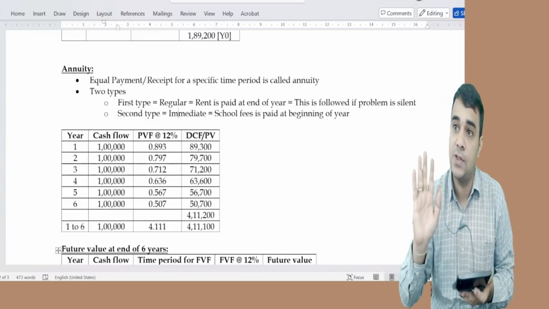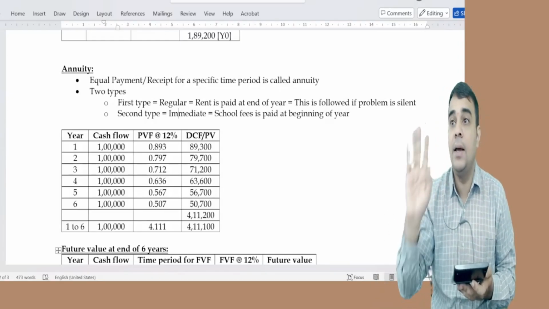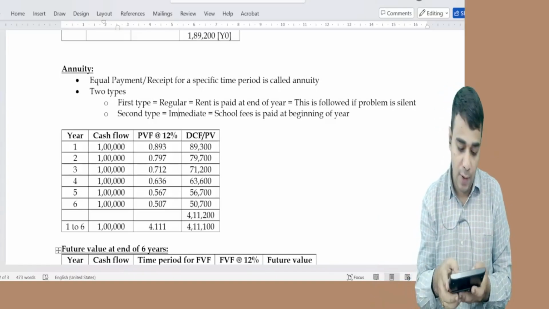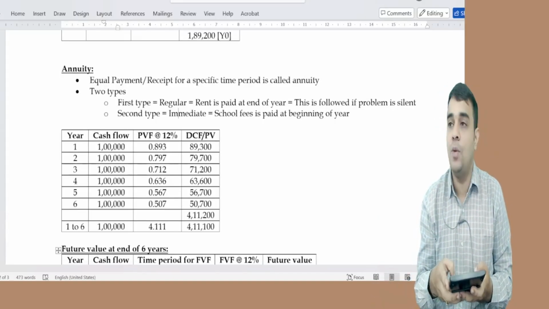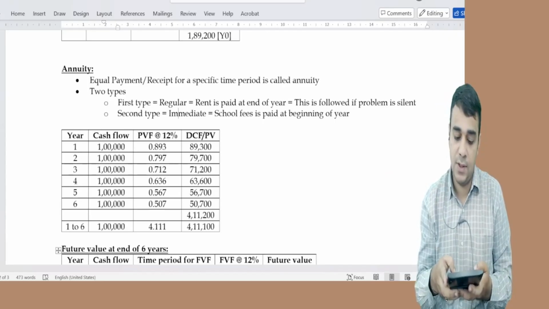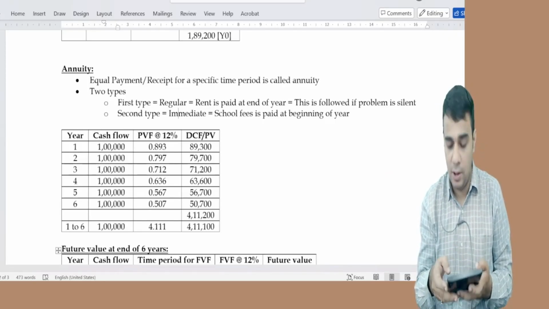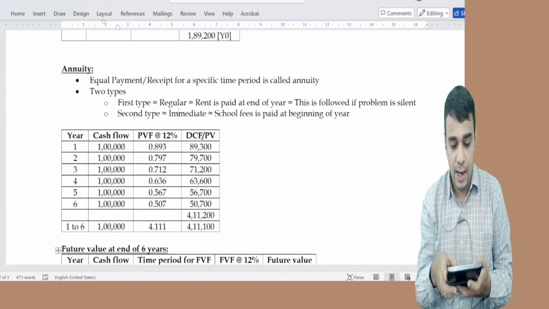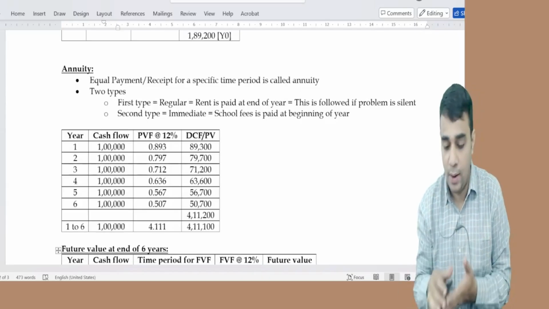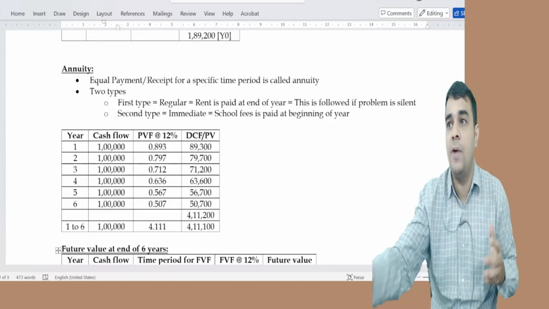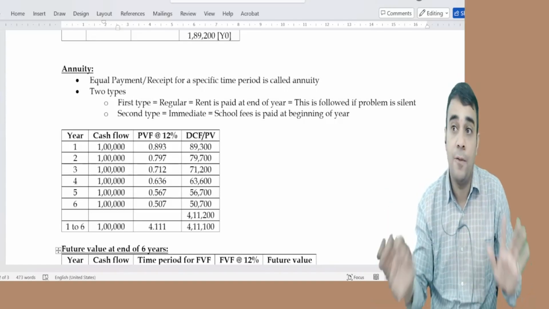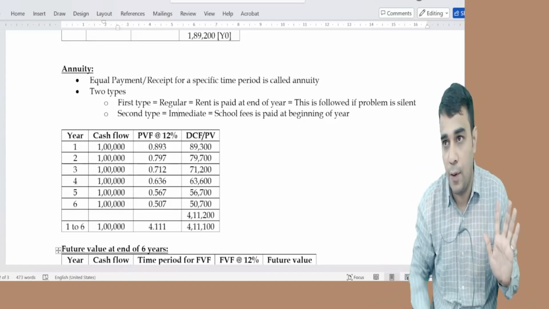This is as far as your annuity regular is concerned. How will you do future value factor? 1.1 into 1, equal to first year, equal to second year, equal to third year, equal to fourth year. Put a GT button and add 1 and add 1. This will give you the future value annuity factor for an annuity regular.